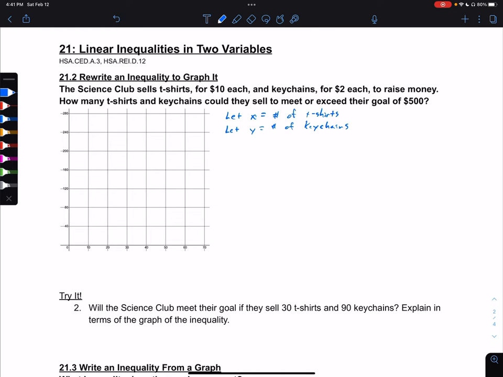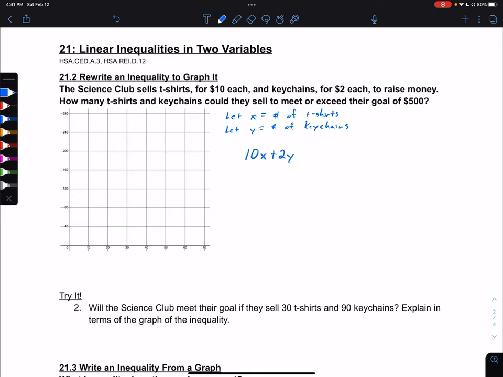So we're looking to raise money, so we know we're going to deal with dollar amounts, and t-shirts are $10, so to figure out the total amount of money raised selling t-shirts, we would do 10 times x. And then we're going to want to add to that, right? And the money that we raise with keychains would be $2 times the number of keychains sold.